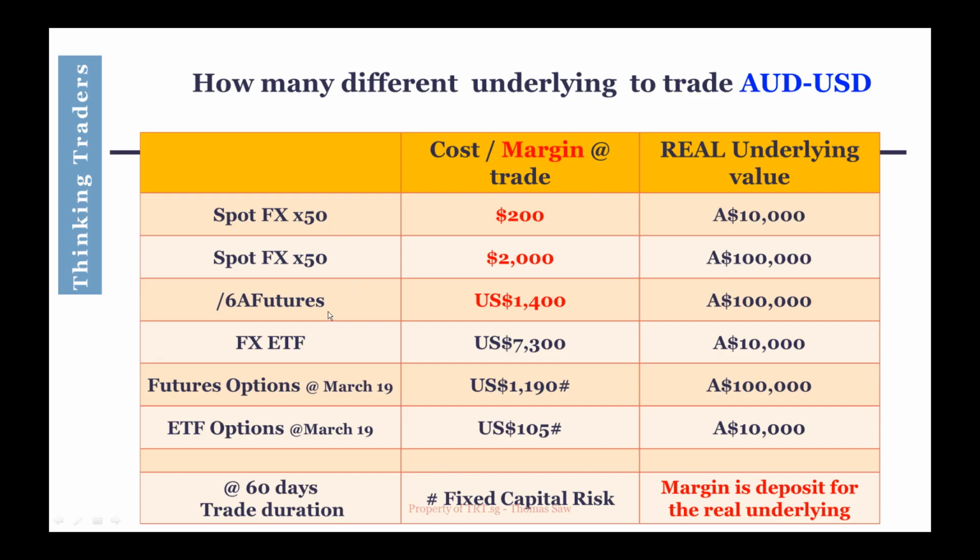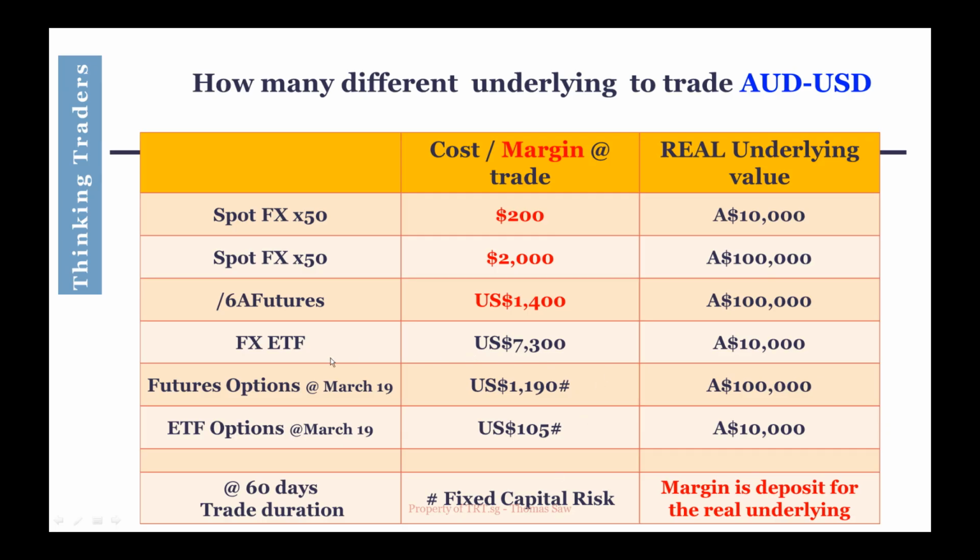Spot forex and futures, look carefully, are margin trades. Margin is a deposit for the underlying. For example, to trade a mini lot with 50 times leverage, you need $200. But you put $200, your risk is not $200. Your real underlying value is $10,000. You put $2,000, that is not your real risk. It is your margin, it's a deposit. I will explain more later what leverage and margin are.